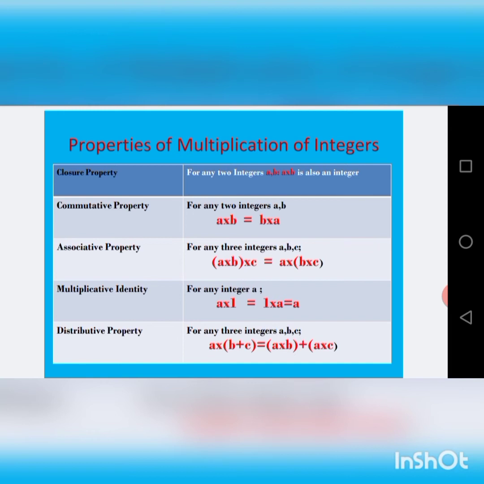Next, here we have the distributive property for multiplication over addition. For any three integers a, b and c, a into b plus c is equal to a into b plus a into c. Here we are multiplying a into b plus a into c. This property is called the distributive property.